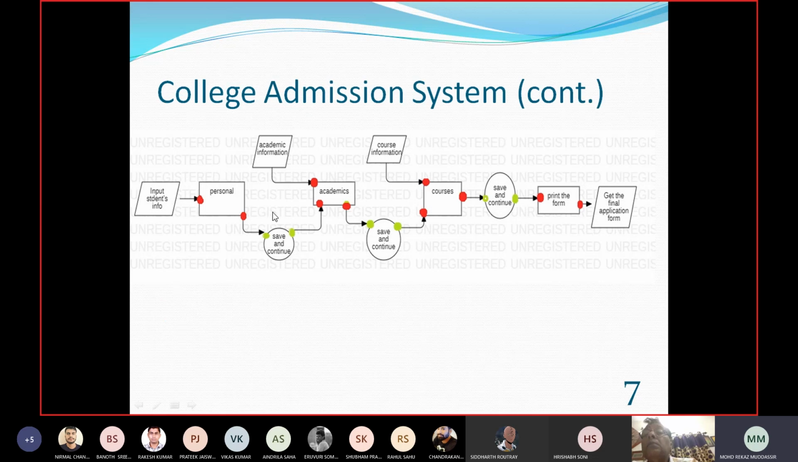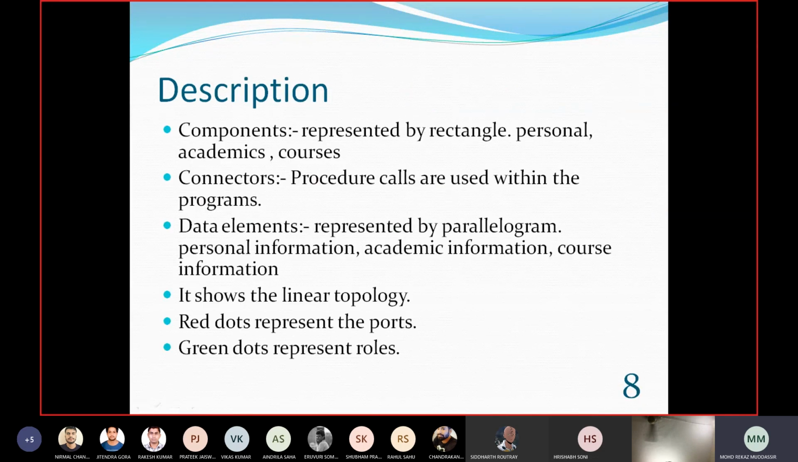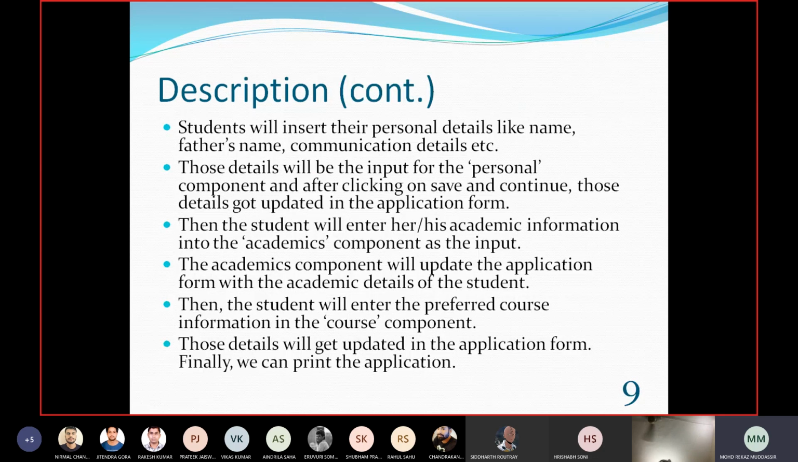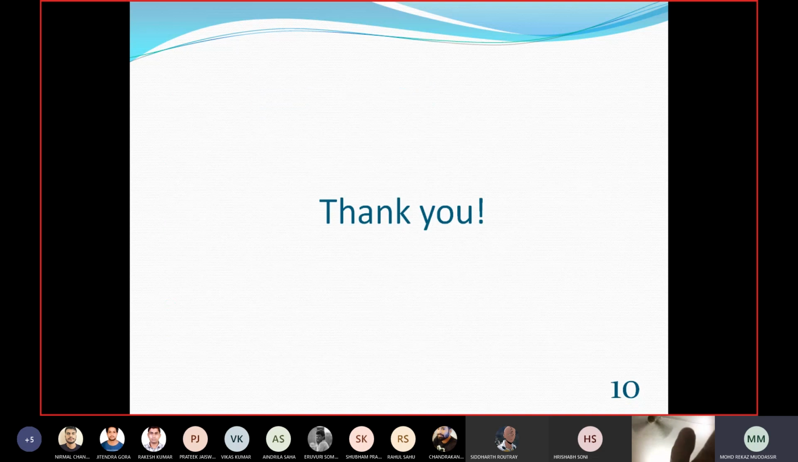And here, as you can see, all the red dots are associated with the component, so that the component can interact with the outside environment. All the circles represent the connector, and all the green dots represent the roles that allow the connector to communicate with the component. And finally, this is the entire description with whatever I have just said. This is the written form.